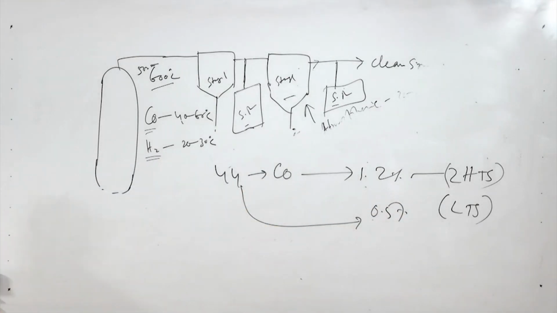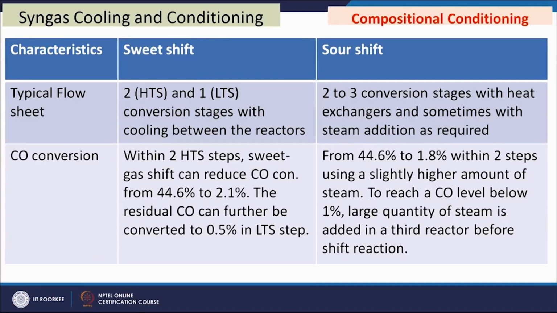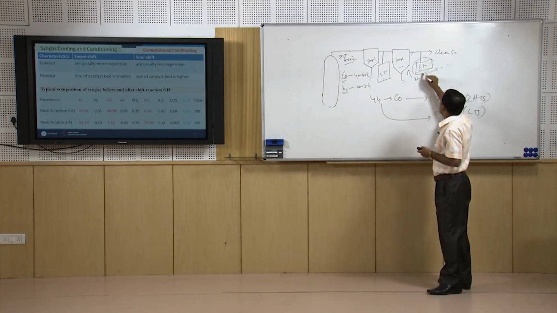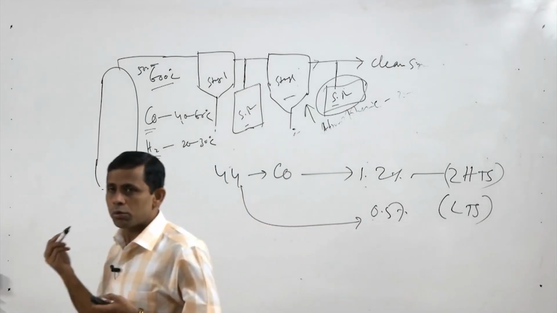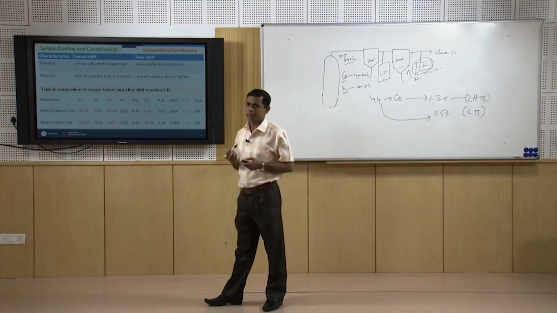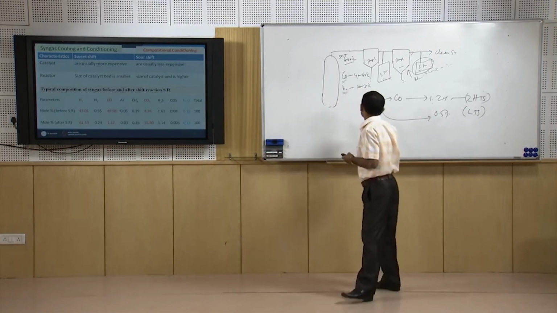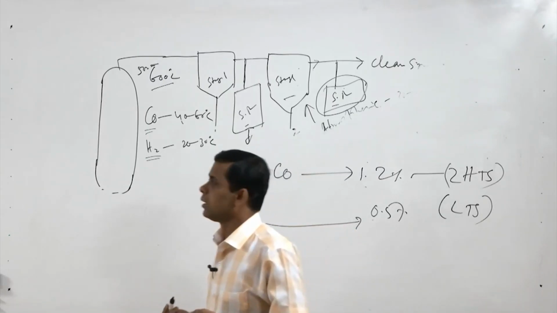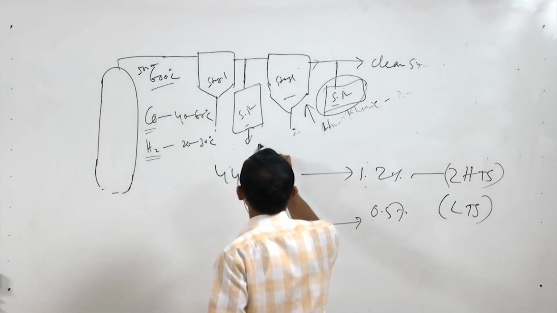The similar thing we can get using sour shift reactions also, but in this case more steam is required. The catalysts used in the sweet shift reactor are more costly but highly efficient, so the reactor volume is less in this case. For the sour shift reaction, the catalysts are relatively cheaper, but the reactor size is bigger.